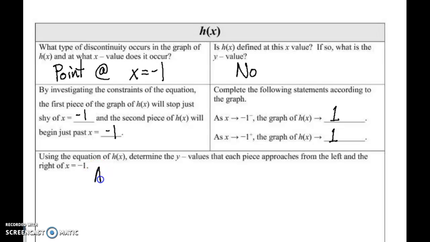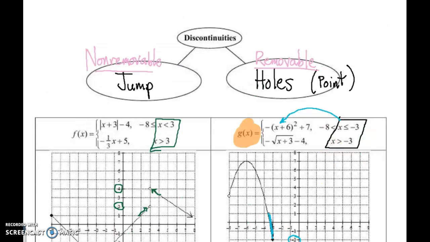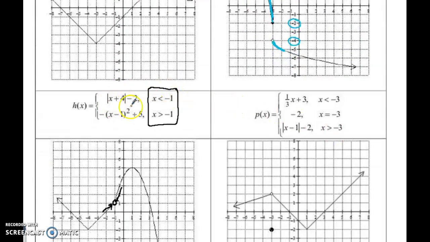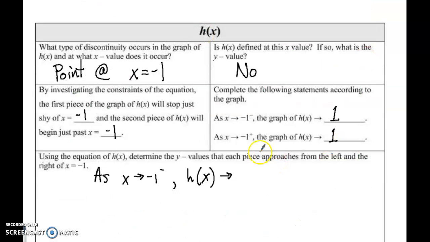Well, now we can actually do the arithmetic as x approaches -1 on the left side. H of x is going to get closer and closer to... And I hope you're following my advice that the top equation is always going to be the left side as long as they write the problem correctly. And you're going to plug in -1 in for that equation. So the absolute value of -1 plus 4, what was it, -2?